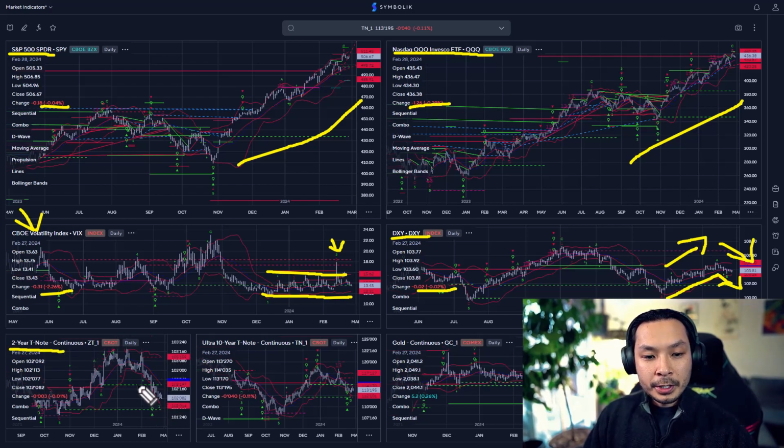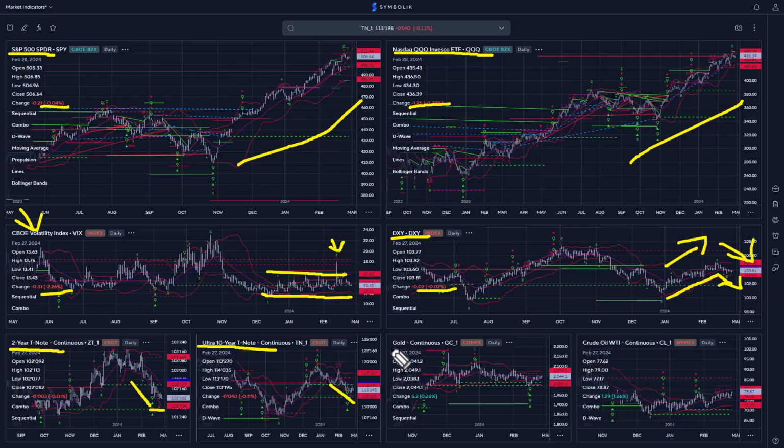which is currently in a downtrend. I think we're going to maybe hit this bottom right here and potentially bounce back, which means the yields are going to start receding. I also take a look at the 10-year note as well, and the 10-year note is performing the same action as the 2-year note.